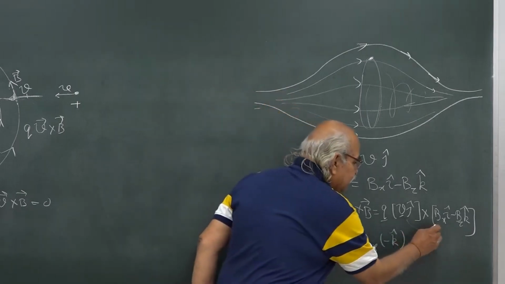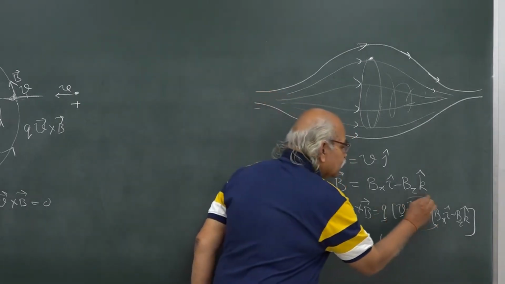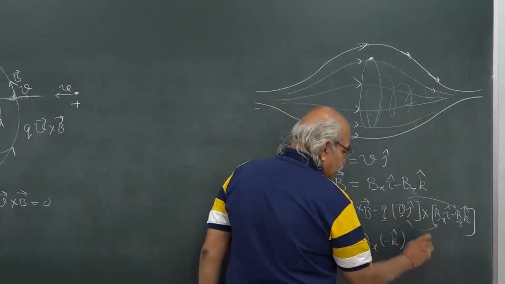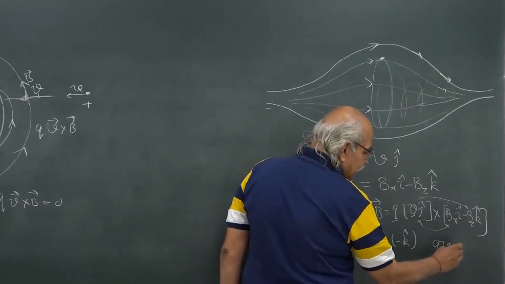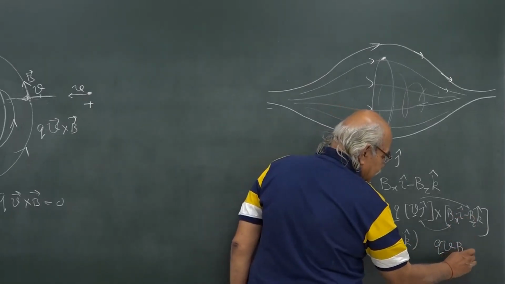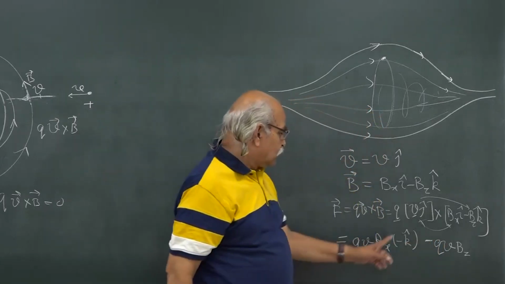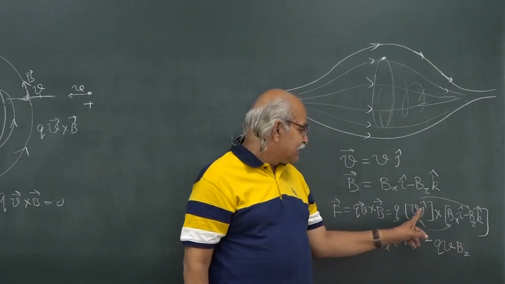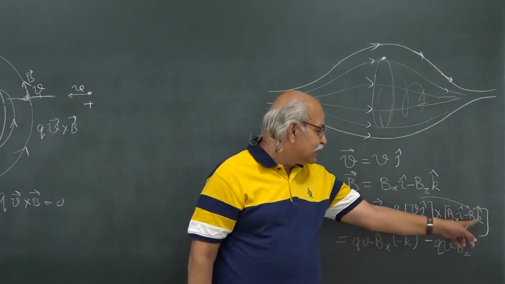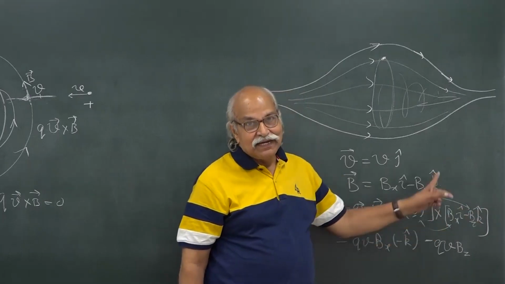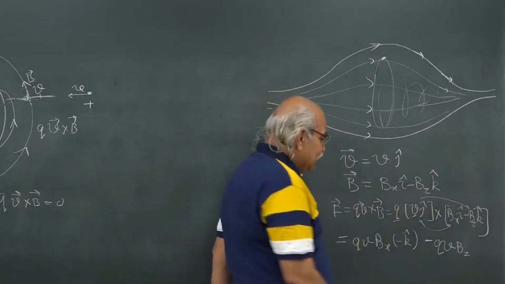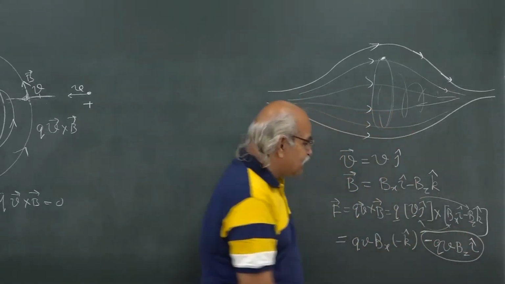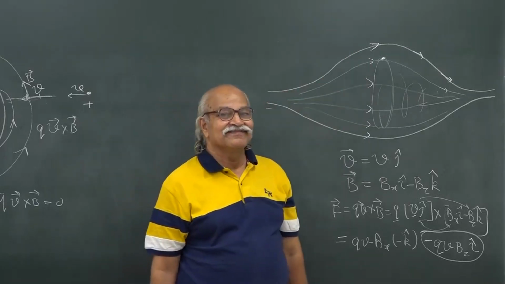So, I have made this cross product. Now, make this cross product. It is q v, q here, v here, minus Bz here, then j cap cross k cap, j cap cross k cap is i cap. So, this is i cap. This is the important point. This is the expression for which I have done all this algebra.